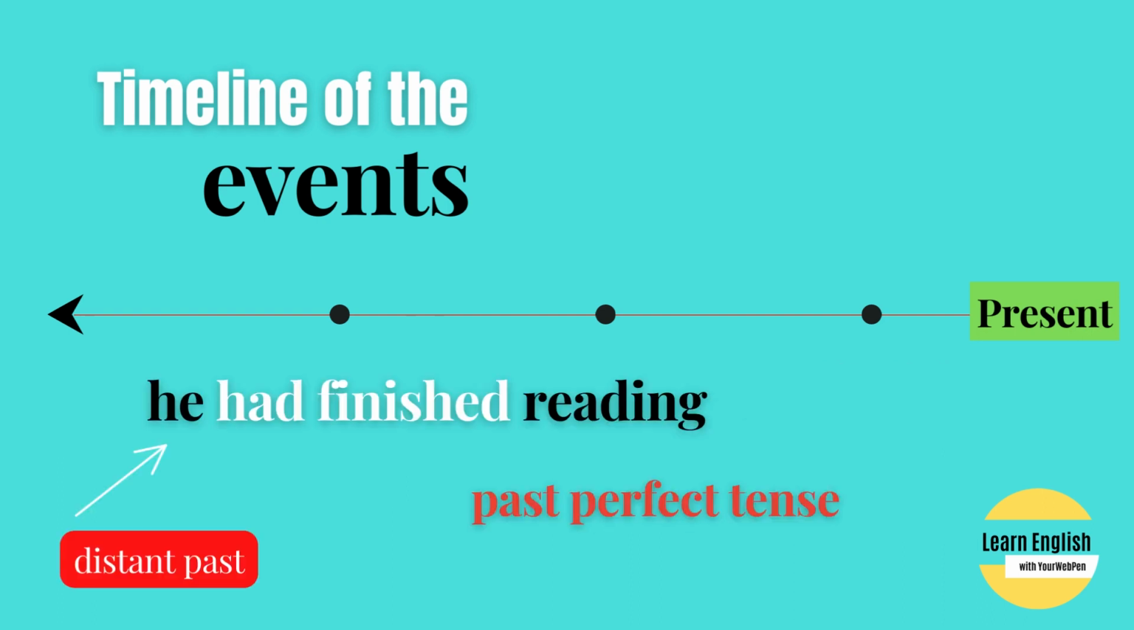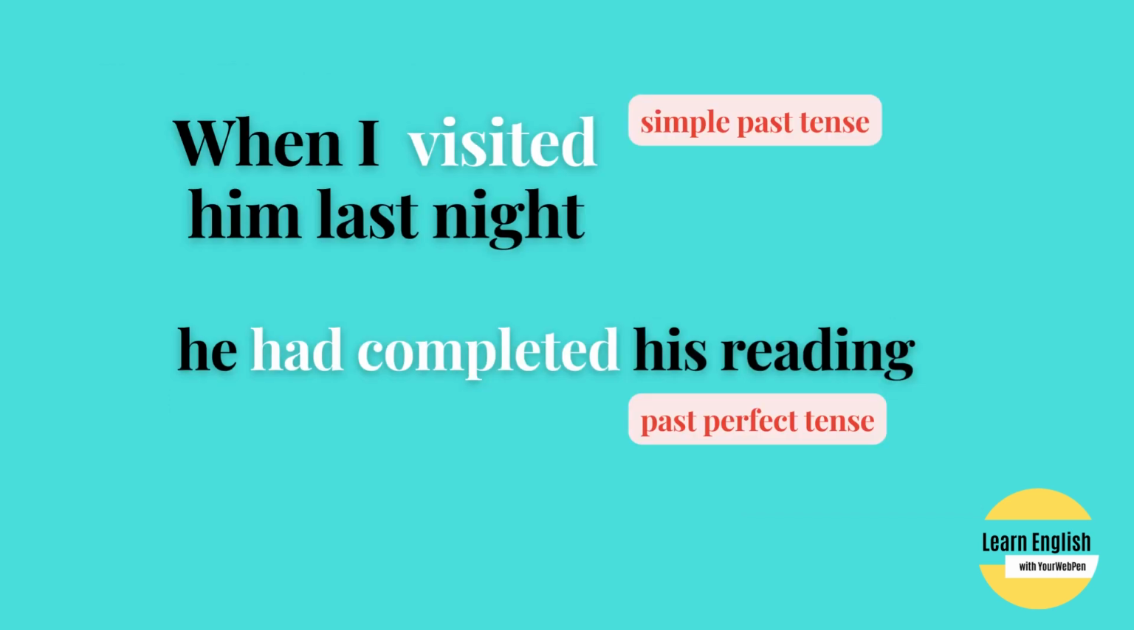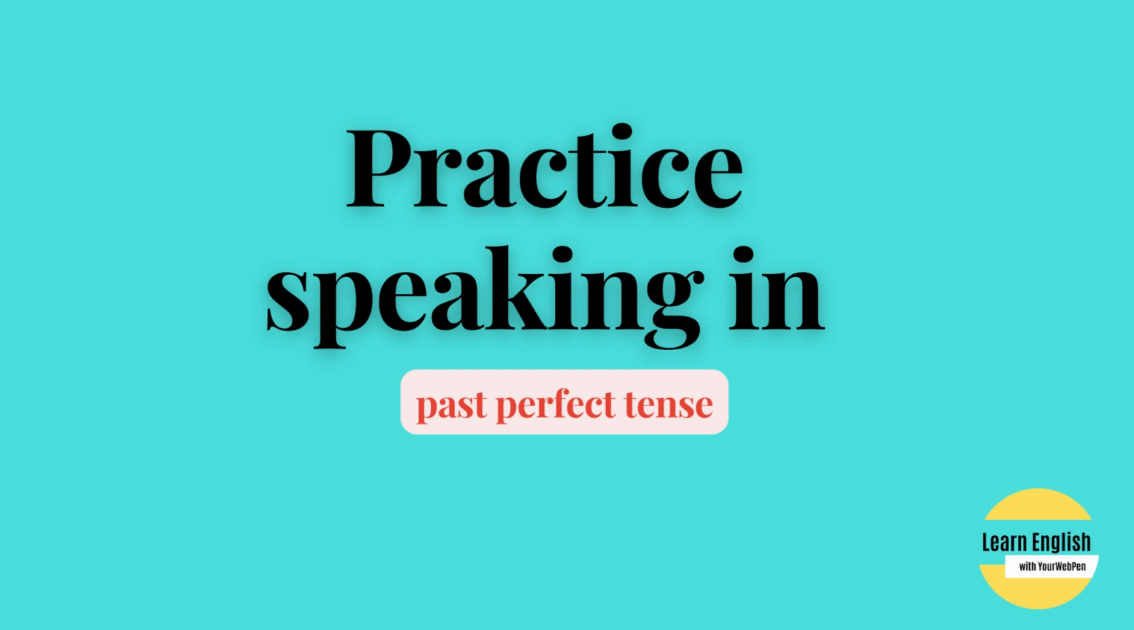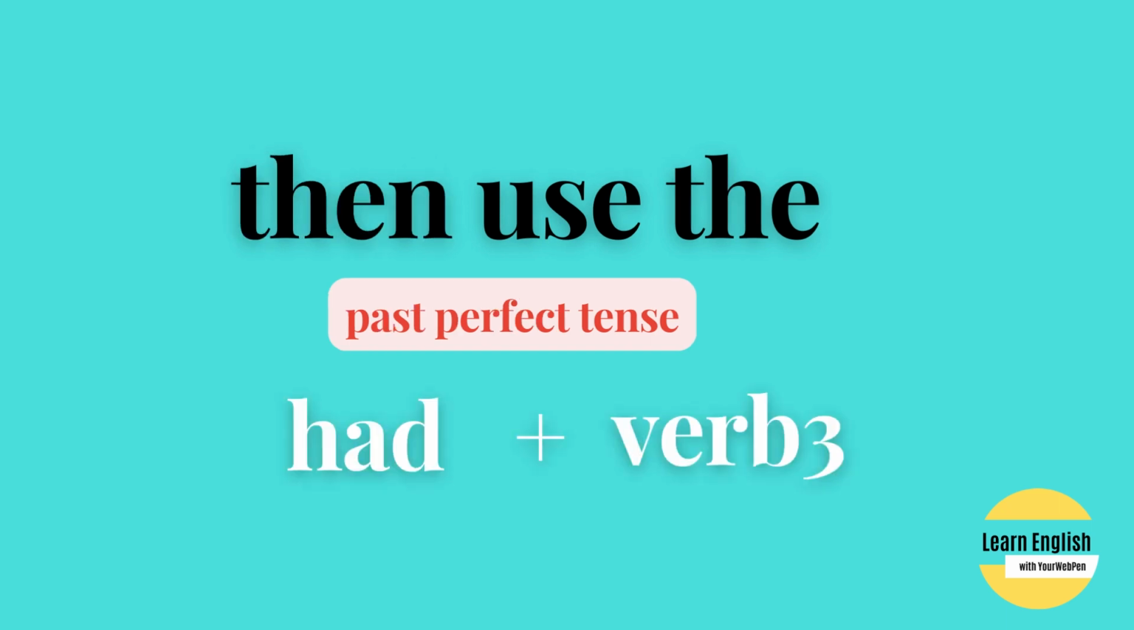He had finished reading. Had finished. So when I visited him last night, his reading was completed. He had completed his reading. Now try to practice a few examples using the past tense, and then form some past perfect tense using had and verb's third form.